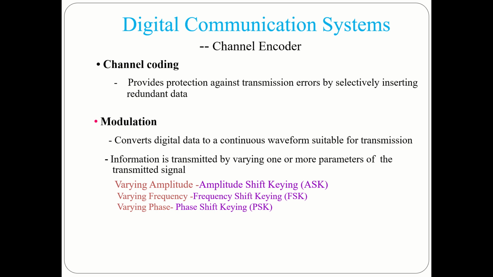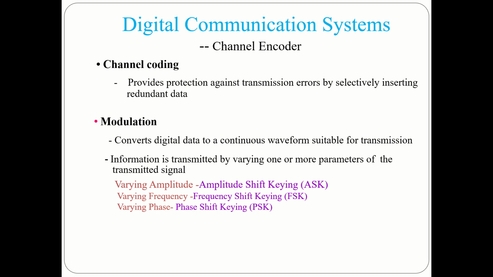In channel coding, there can be many errors before we transmit. So channel coding provides protection against transmission error by selectively inserting some redundant information. Redundancy means repetition. Some repeated information is automatically added to the signal so that channel encoding ensures the protection of the signal.